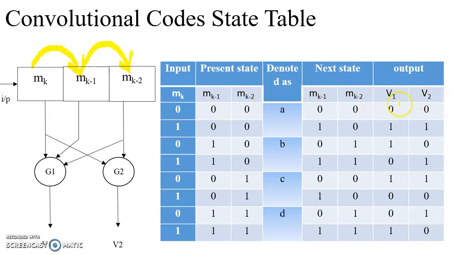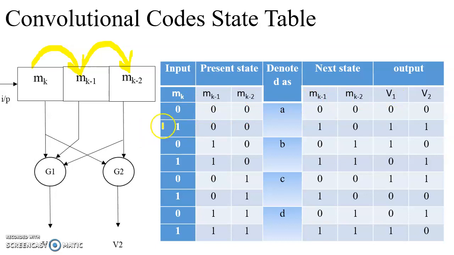Output V1 and V2 is written as: V1 is written as the addition of MK, MK minus 1 and MK minus 2. And V2 is written as the addition of MK and MK minus 2. One more thing to note is that while adding, we are only considering the present states. So over here, we are considering the present states and not the next states.